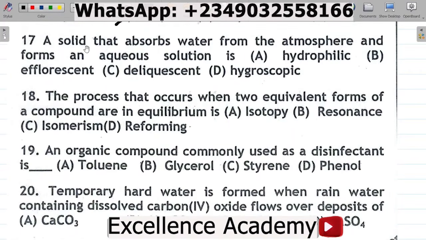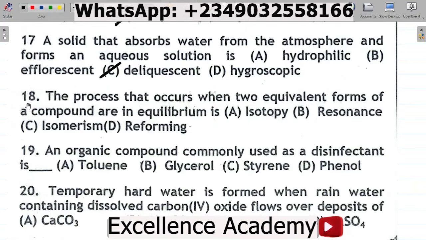Number 17. A solid that absorbs water from the atmosphere and forms an aqueous solution is: A, hydrophilic; B, efflorescent; C, deliquescent; D, hygroscopic. So what's the answer to this question? Note that the process by which a substance absorbs moisture from the atmosphere until it dissolves in the absorbed water and forms a solution is called deliquescence. So the correct option here is C, deliquescent. That's your answer.